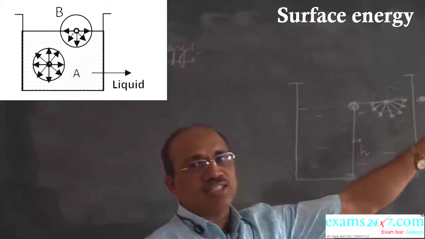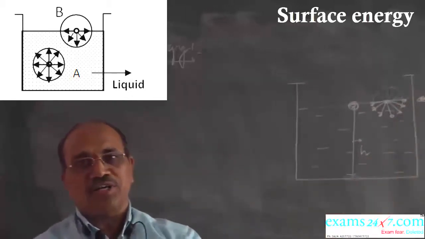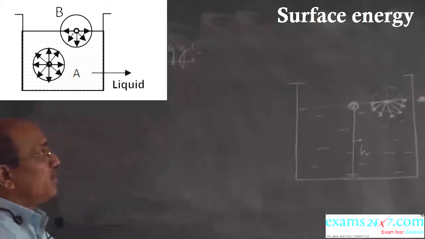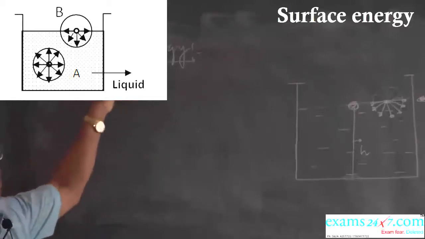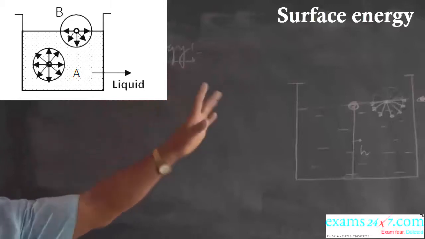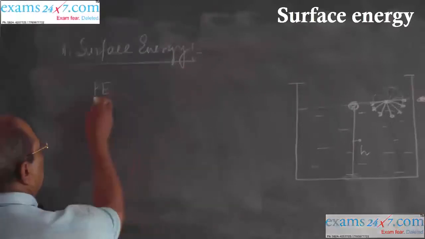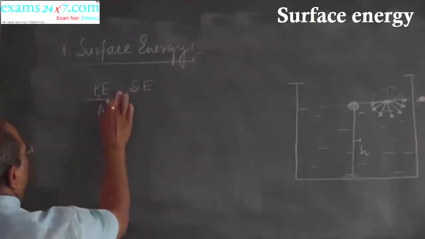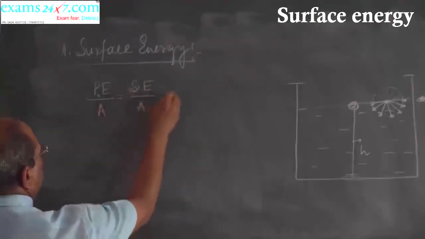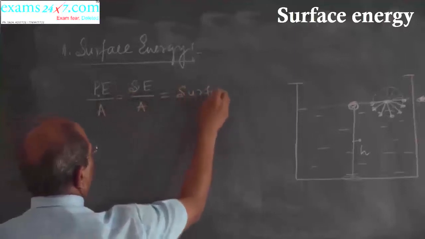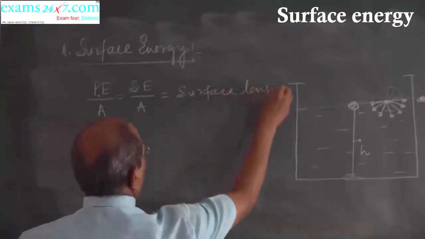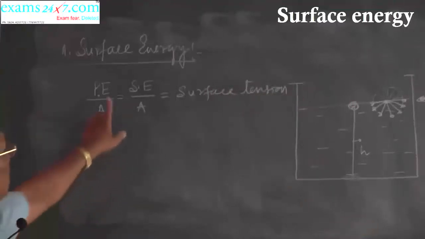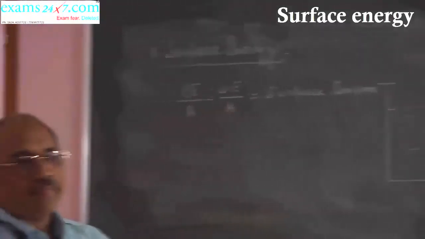Therefore, there is a tangential force which makes them stay in contact with each other, and that makes a stretching force appear, and the energy that the surface has is called surface energy. This potential energy, or surface energy, per area of the surface is defined as surface tension. Surface energy per area, or surface potential energy per area.